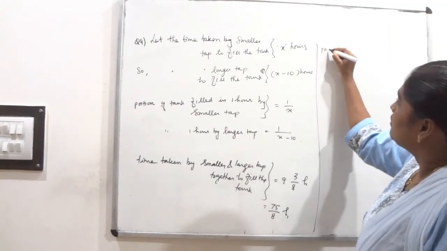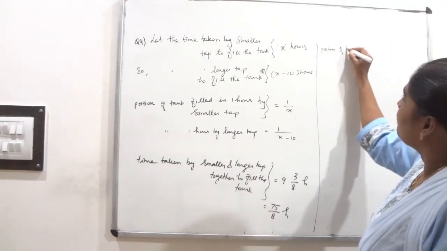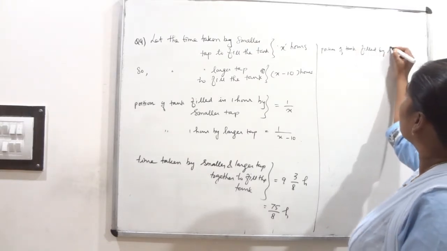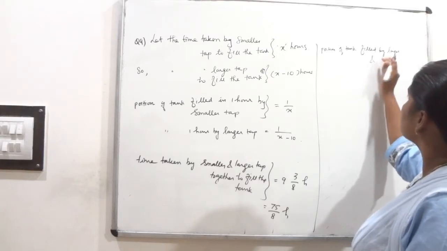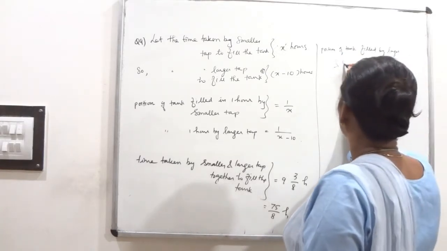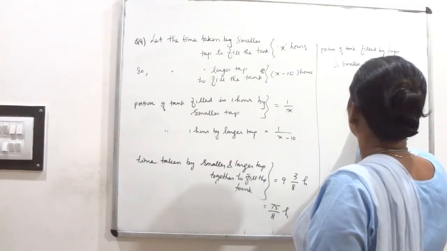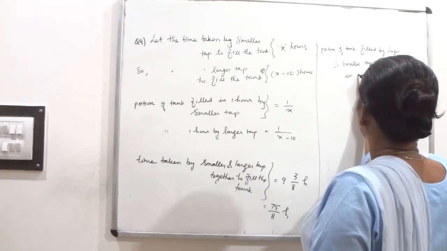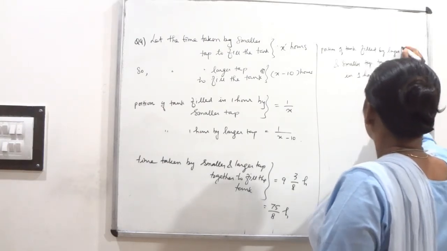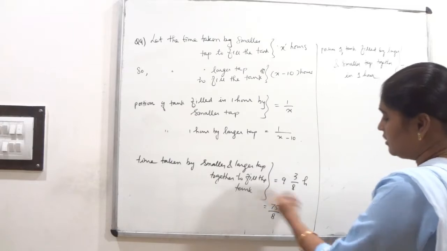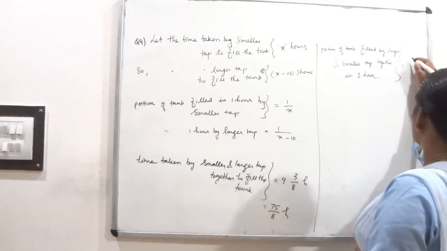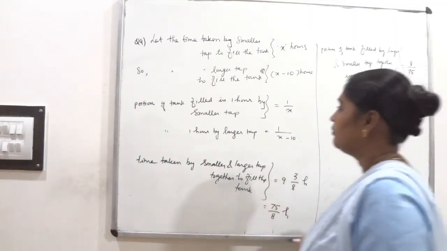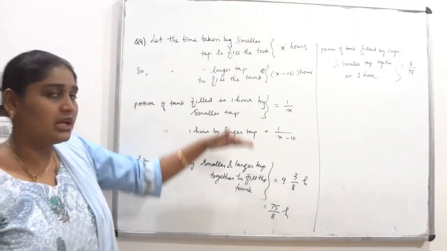Write it here: portion of the tank filled by the larger and smaller tap together in 1 hour. In 1 hour how much portion of the tank is filled? This has to be written as the reciprocal, so that is 8 upon 75. Okay. See, I have changed everything to 1 hour.